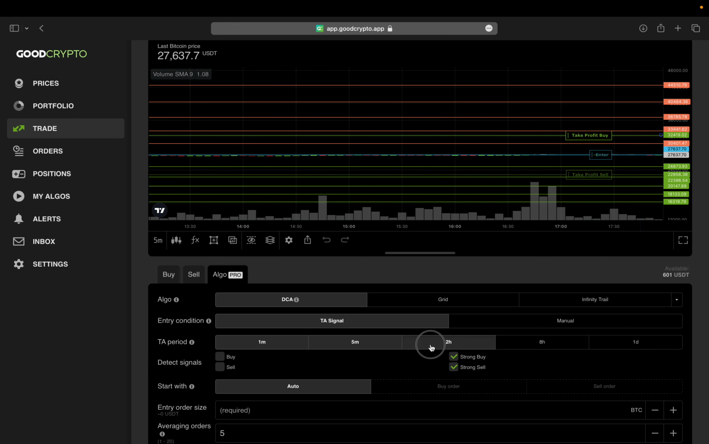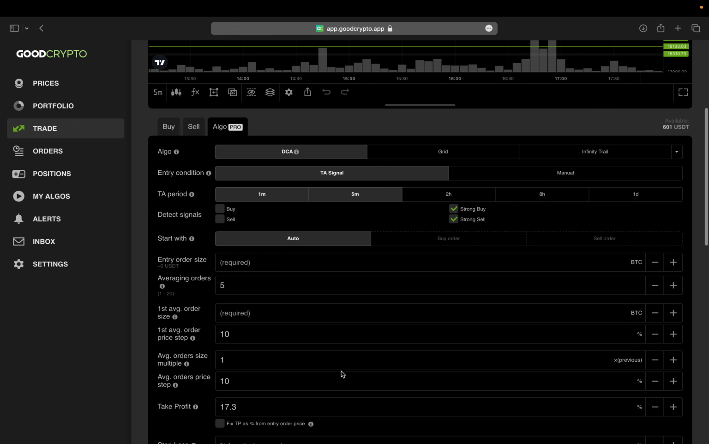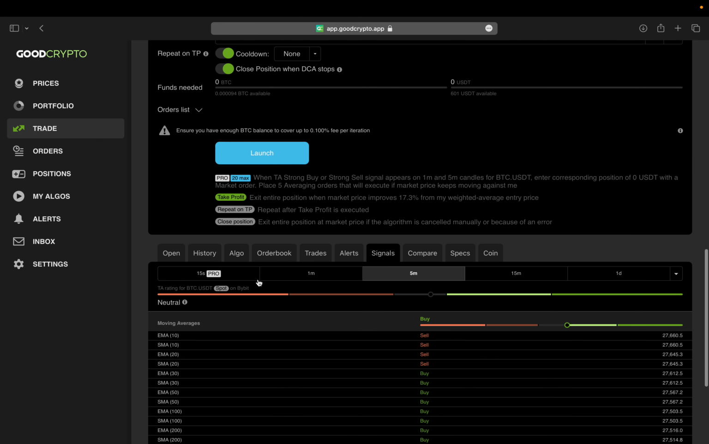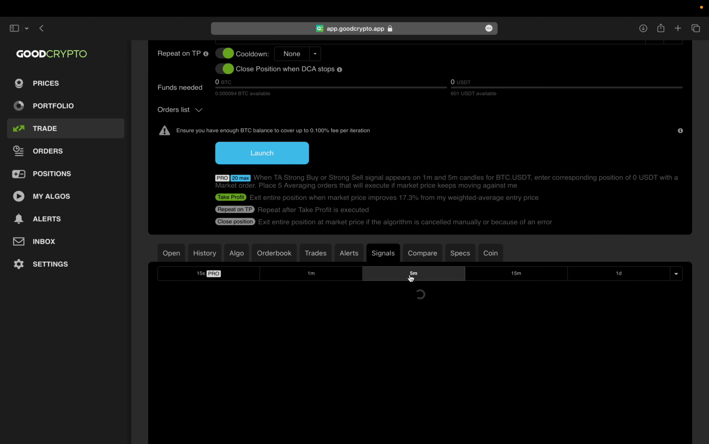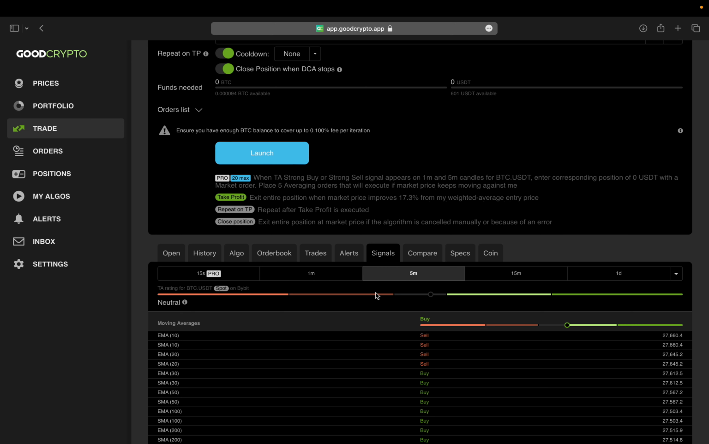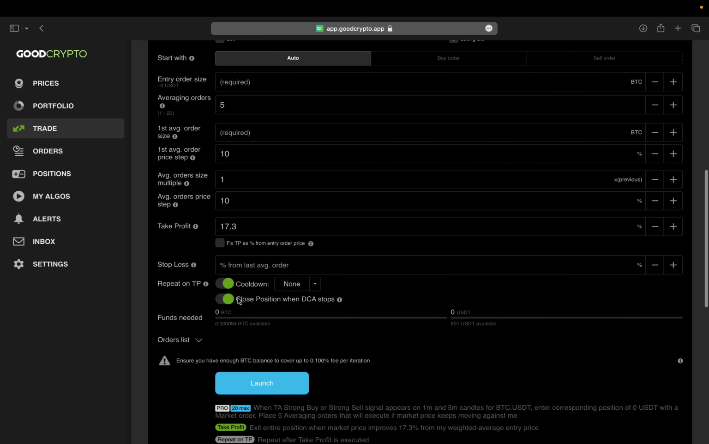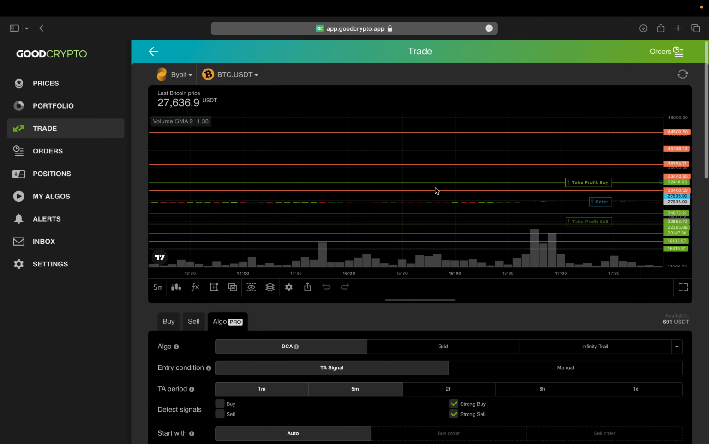Okay, let's go with 1 minute and 5 minute candles and just look here. You see the 1 minute candle now shows strong sell. The moving average shows strong sell, but combined it is just sell, and 5 minutes shows neutral. So once both the 1 minute and 5 minute signals go to strong buy or strong sell in this setup, then the DCA will enter.